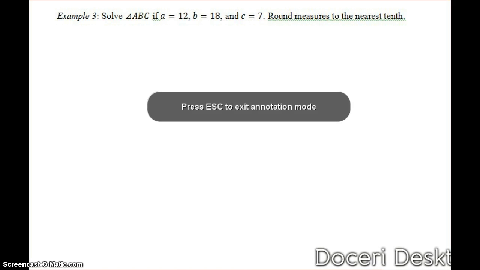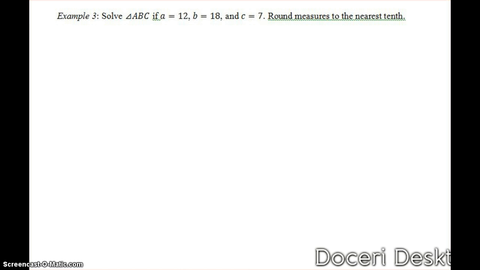Okay, so we've got example 3, and this one says to solve a triangle ABC if side A is 12, side B is 18, and side C is 7, and round your answer to the nearest tenth. This time it says solve the triangle, and that means that we need to give the answer for all the parts of the triangle. We have all 3 sides, so we're going to add to that.